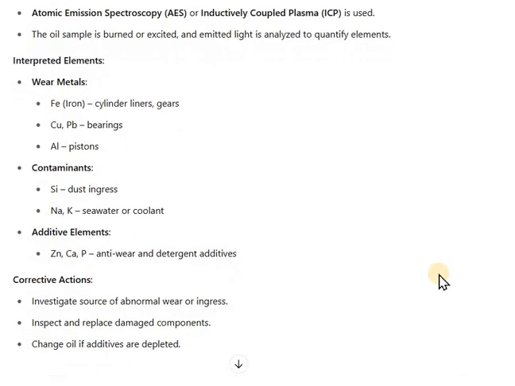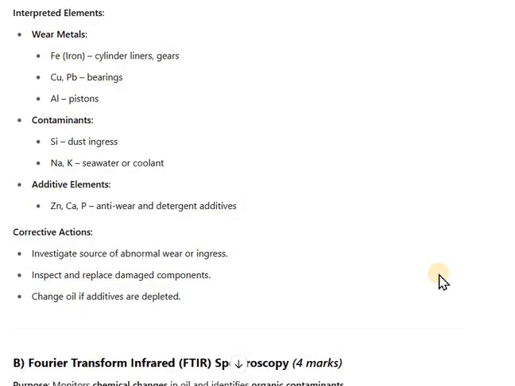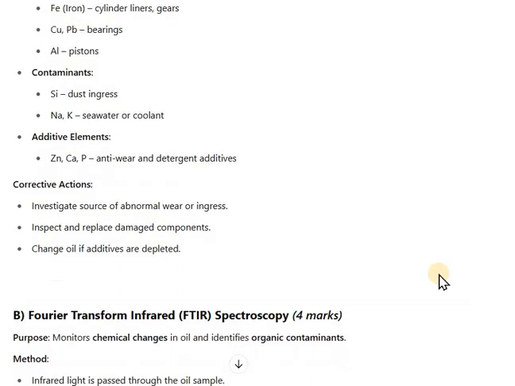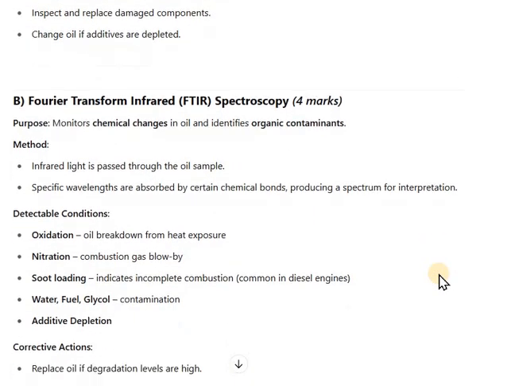Now, additive elements: zinc, calcium, phosphorus indicate anti-wear or detergent additives. Corrective action is to investigate the source of abnormal wear or ingress, inspect and replace the damaged components, and change the oil if additives are depleted. And part B is the FTIR spectroscopy, Fourier transform infrared.